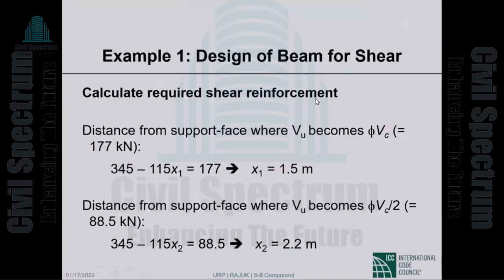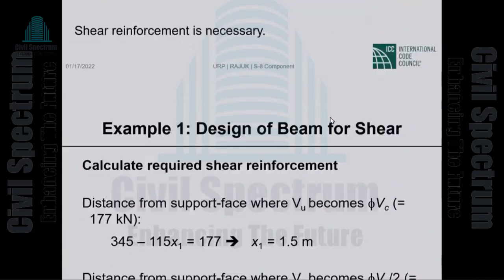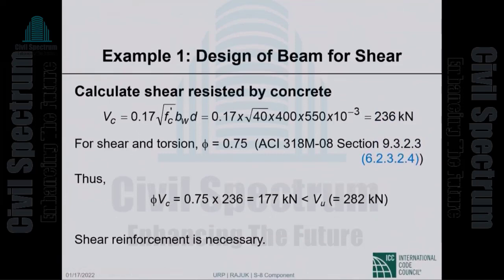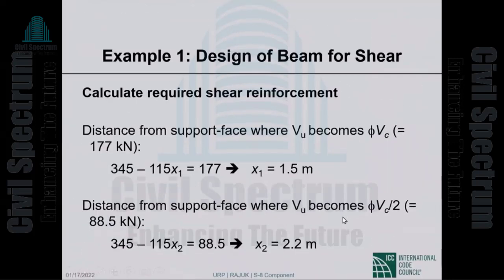So we have 282 kilonewtons of shear to carry. Concrete can carry 177. The rest has to be done by reinforcement. Now here we are figuring something. You don't have to do it this way, but this is a fairly good way to do it.